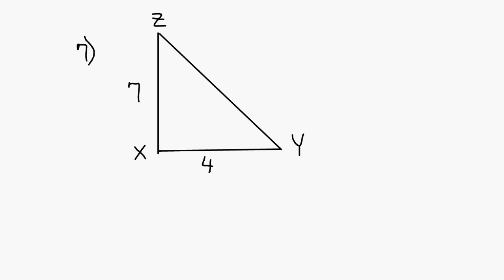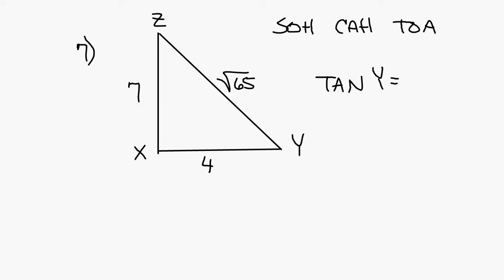Alright, so you need tan of y. Your acronym, SOH CAH TOA, is what you can use to remember your ratios. So tan of y equals tangent equals opposite over adjacent. So the opposite of y is 7. Adjacent to y is the 4. So 7/4.